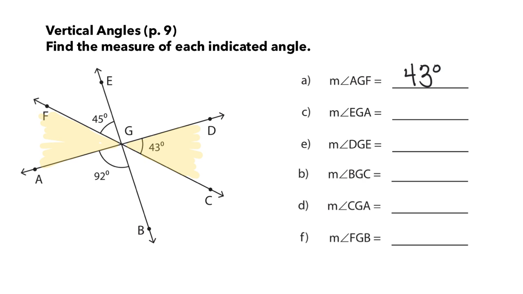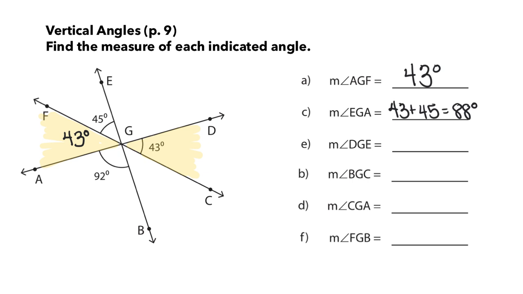EGA. Now, EGA is made up of 2 pieces. What's the yellow piece? 43. Abigail, how am I going to find EGA? You add up the two numbers together. You add up 45 and 43. Very good. And you get 88. 88 degrees. Excellent job.